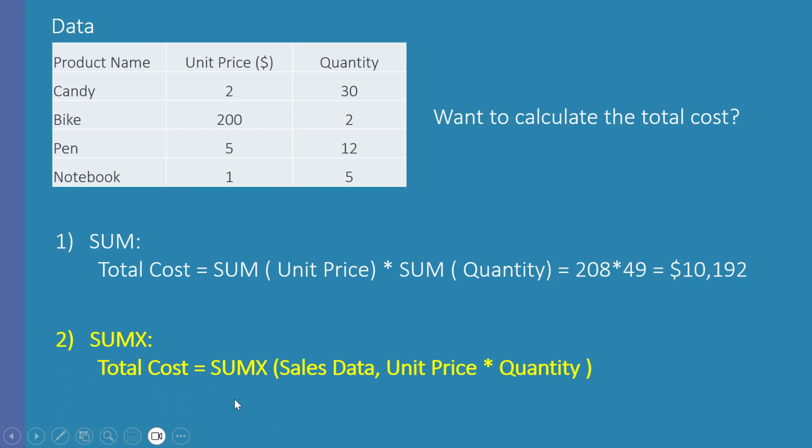Here is the right formula. Total cost equals SUMX. X means iteration, line by line. So the first input parameter is the table, sales data, and then the expression will be unit price for each row multiplied by quantity for each row, and after all the rows are calculated, we do a summation. This is the meaning of SUMX. Let's switch to Power BI to show you how to use it.